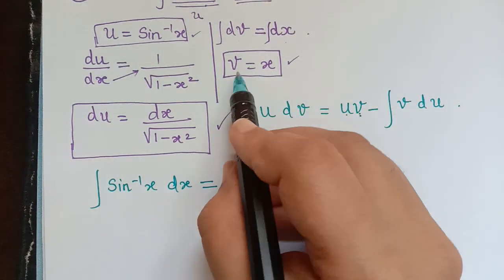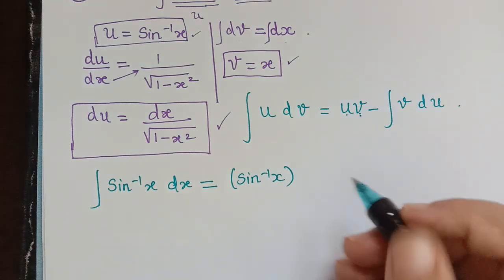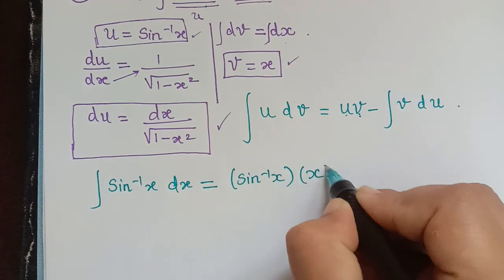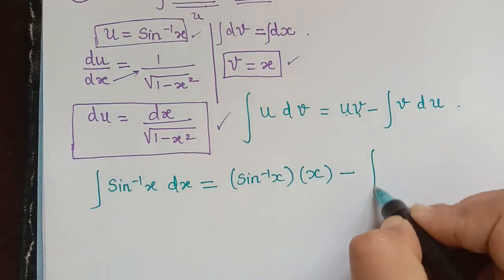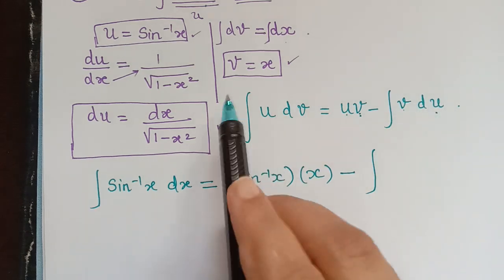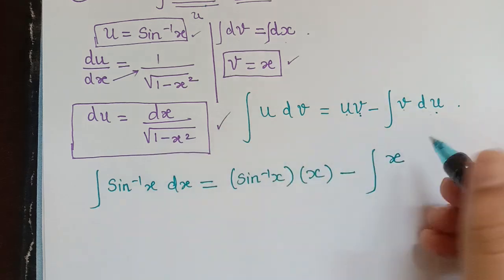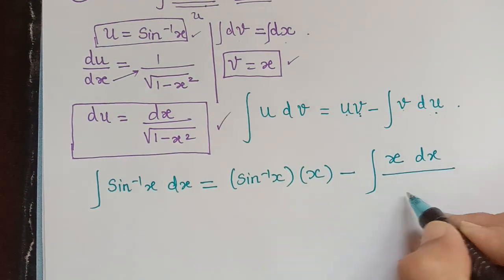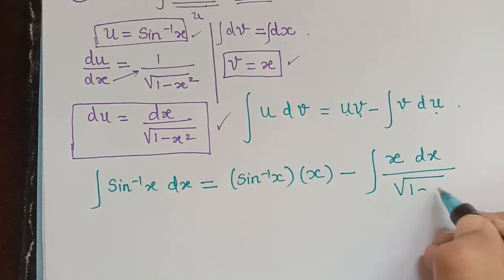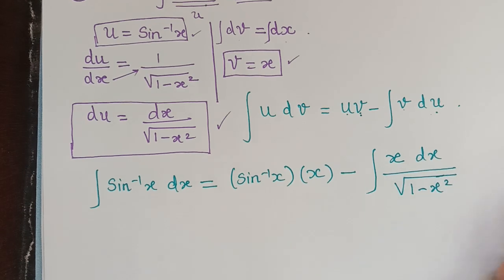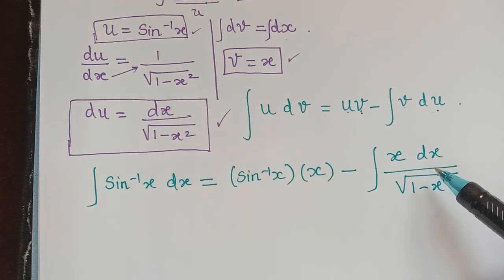v is what we have obtained. v is equal to x. So multiplied with x minus integral v du. What is v? v is x. So x times du, which is dx divided by square root of 1 minus x square. So this is v du.